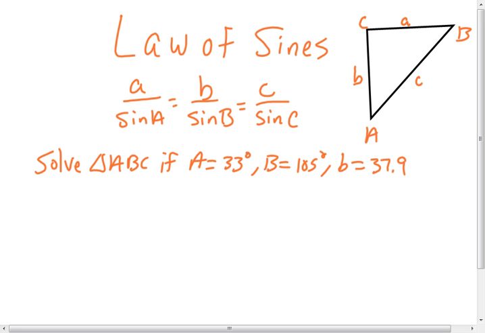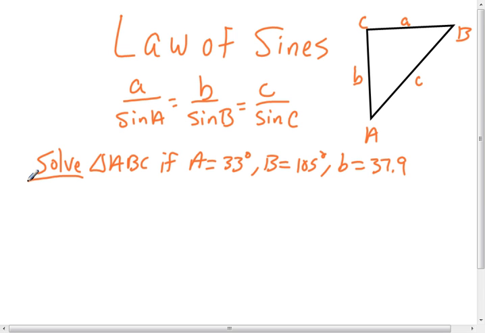Remember that the small lowercase letters are the sides, the uppercase letters are the angles. And as you're doing these triangles, the small lowercase letters are always across from the corresponding angle. So little a is across from the big A angle, and B and C correspond the same way. As we're looking at this problem, since we know two angles and one side, we can set up a proportion and solve for the remaining pieces of information. Anytime you have a problem that says solve, that means we're trying to find all sides and all angles.